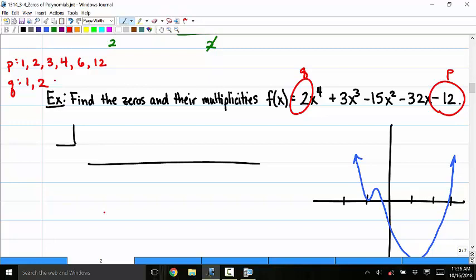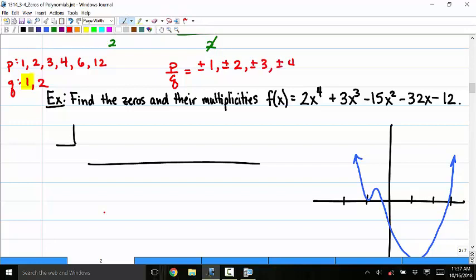Could you give me the list of all possible rational zeros of that polynomial? Plus or minus. First, I'm going to put all the p's over 1. What do I get? 1, 2, 3, 4, 6, and 12. Now what happens if I put them all over 2?